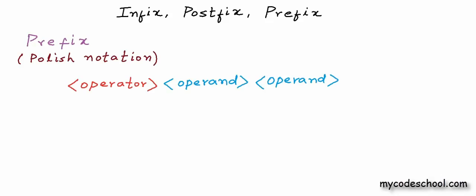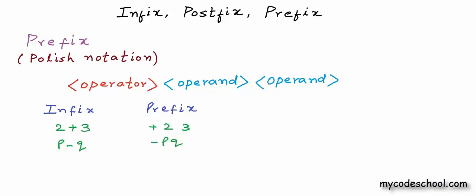Prefix notation was proposed earlier, in the year 1924, by a Polish logician. Prefix notation is also known as Polish notation. In prefix notation, the operator is placed before operands. This expression 2 plus 3 in infix will be written as plus 2 3 in prefix. The plus operator will be placed before the 2 operands, 2 and 3. P minus Q will be written as minus P Q.